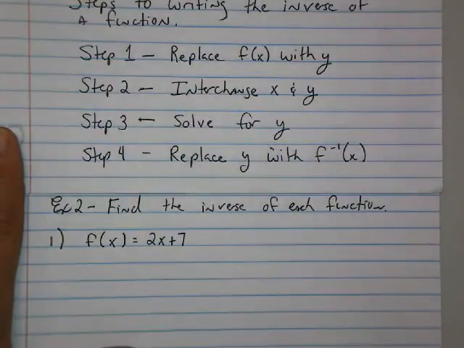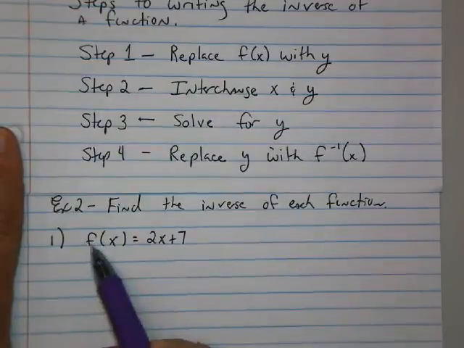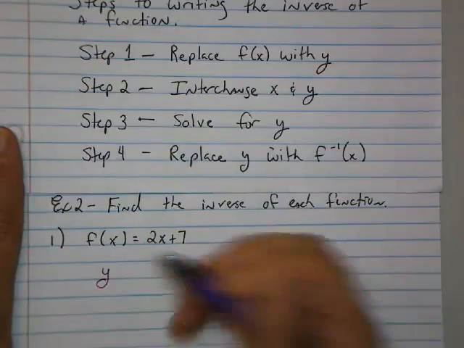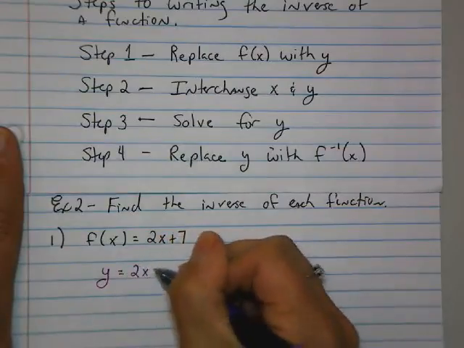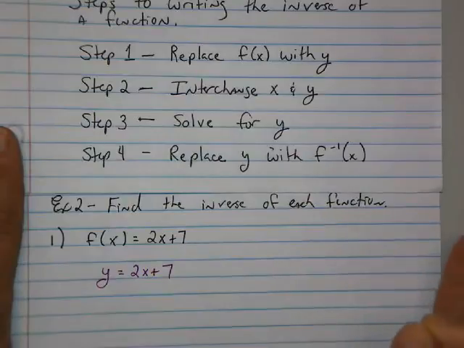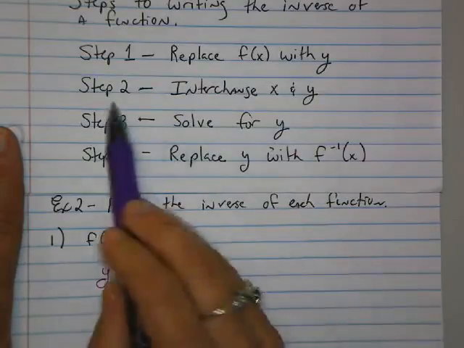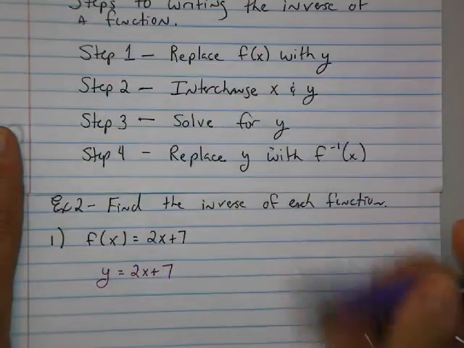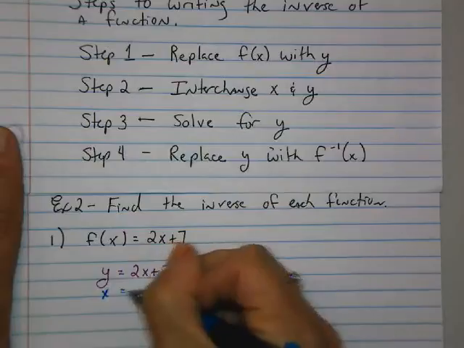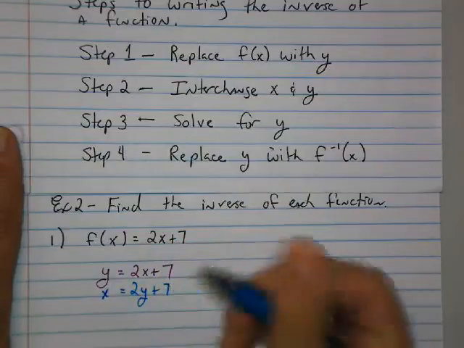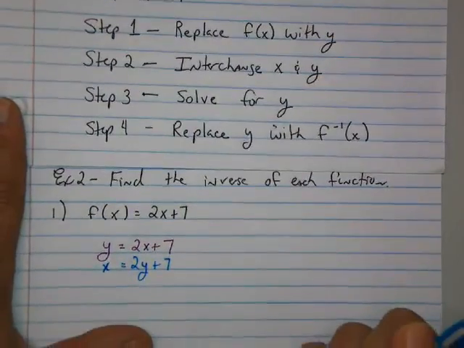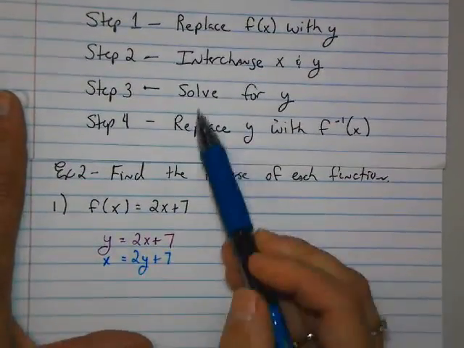Alright, step 1. Replace f of x with y. So y is equal to 2x plus 7. Alright, step 1, easy. Step 2, interchange x and y. So I'm going to take the x, okay, the x moved to here, the y moved to where the x is. So they swapped places.